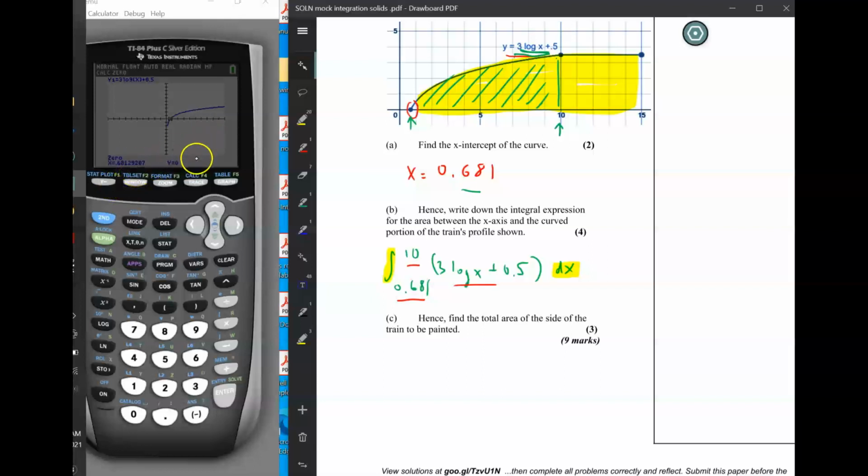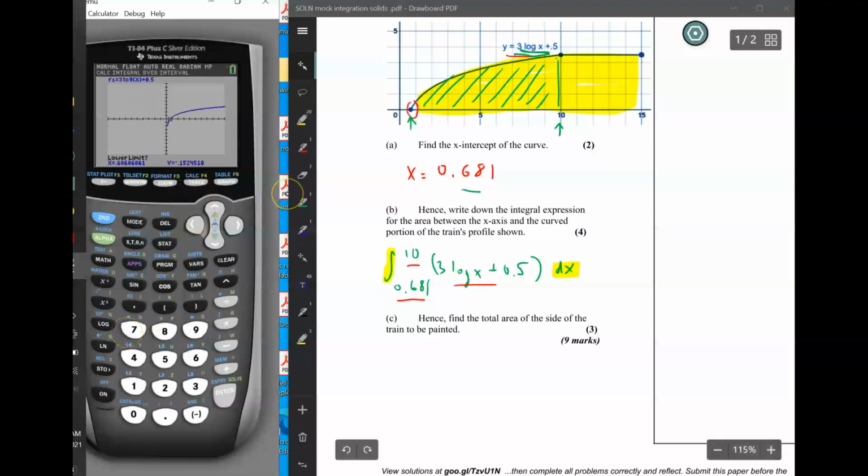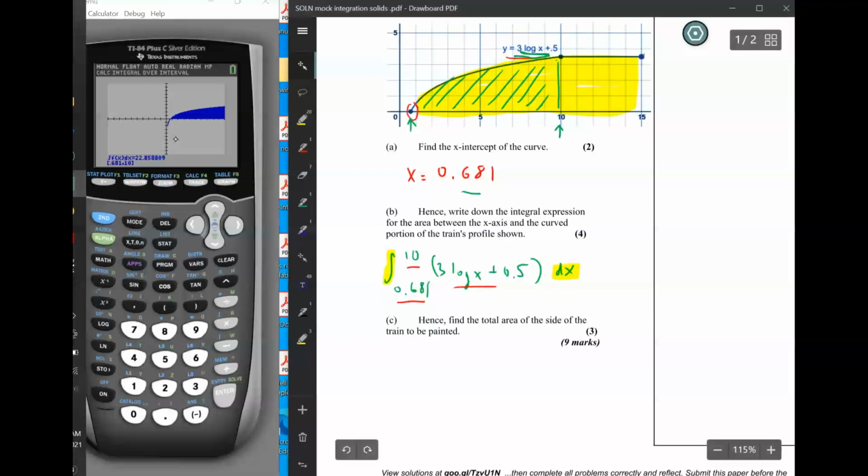The way you would do it on the calculator, and I like this way because it colors in the part you're doing, is you do second calc, and then you do integral, which is option 7, and then you give it the lower limit, which would be 0.681, enter, and then you give it the upper limit, which is 10, enter. And then it colors in the area that it's calculating it for, and it says it's 22.85, so I'll say it's 22.9. So the yellow part is 22.9.